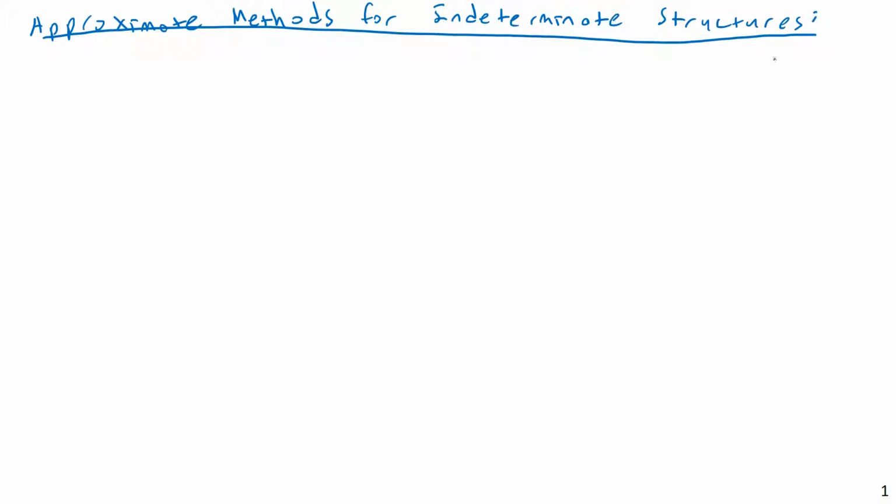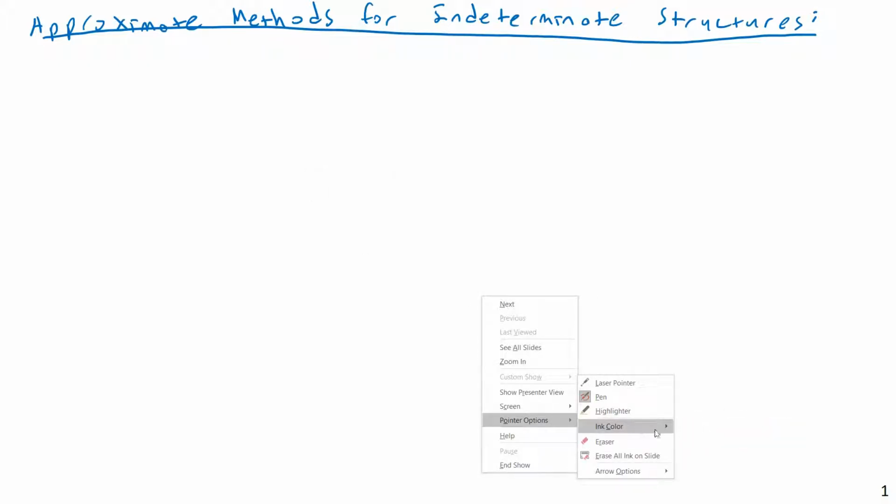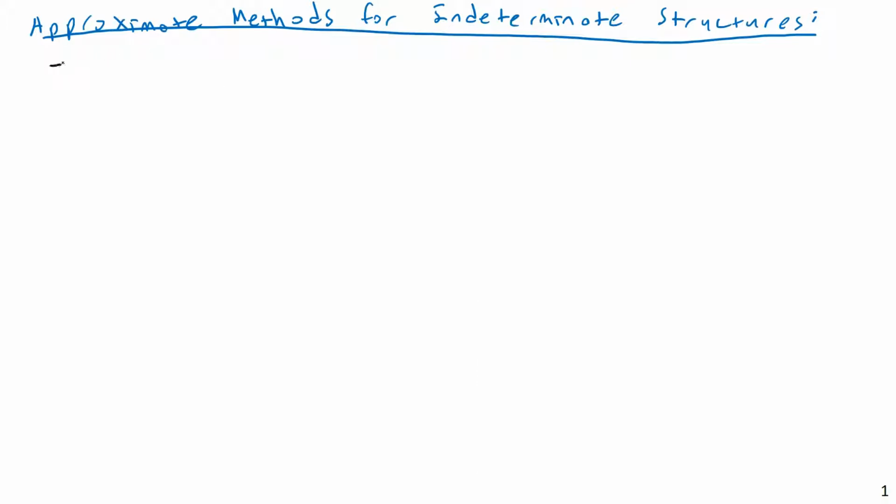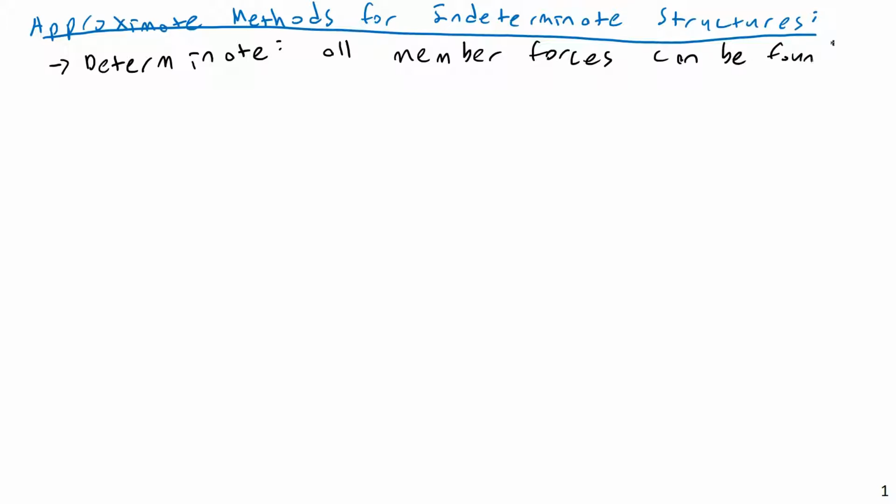So, what do we mean when we say approximate methods? Well, first of all, we should look at determinate versus indeterminate. For determinate, we of course mean that they can be solved using the laws of statics alone. All member forces can be found using statics alone. And with indeterminate, of course, that is not possible.